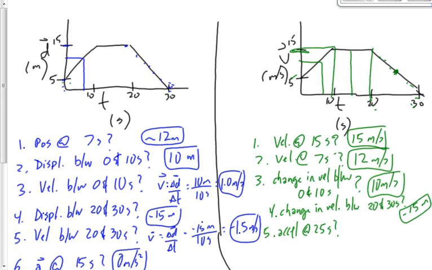Do not ever go v over t. For the first graph, d over t. Don't ever do that. Don't ever divide a y point by an x point. Divide a change in y by a change in x. So the acceleration, we can say, at 25 seconds is the same as the acceleration between 20 and 30 seconds. The change in velocity is negative 15 meters per second, and the time would be 10 seconds. So the acceleration would be negative 1.5 meters per second.